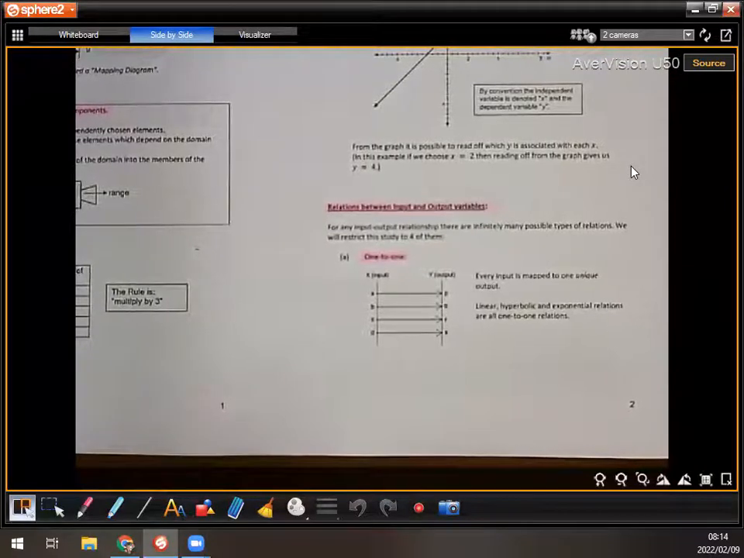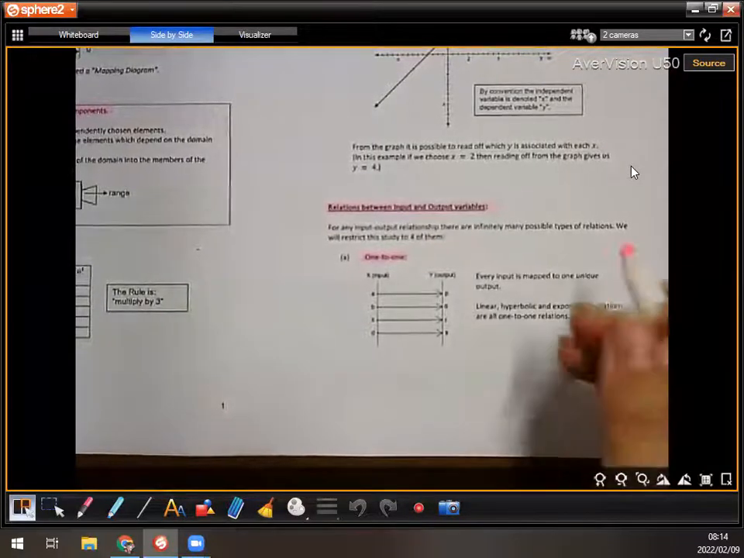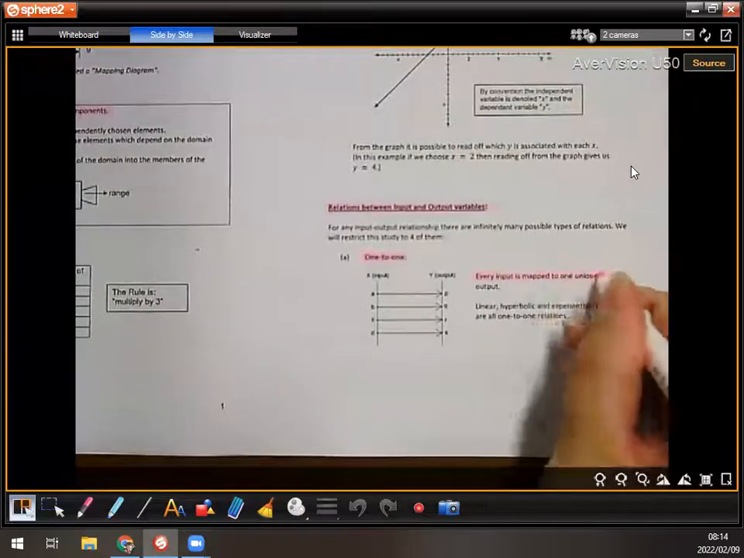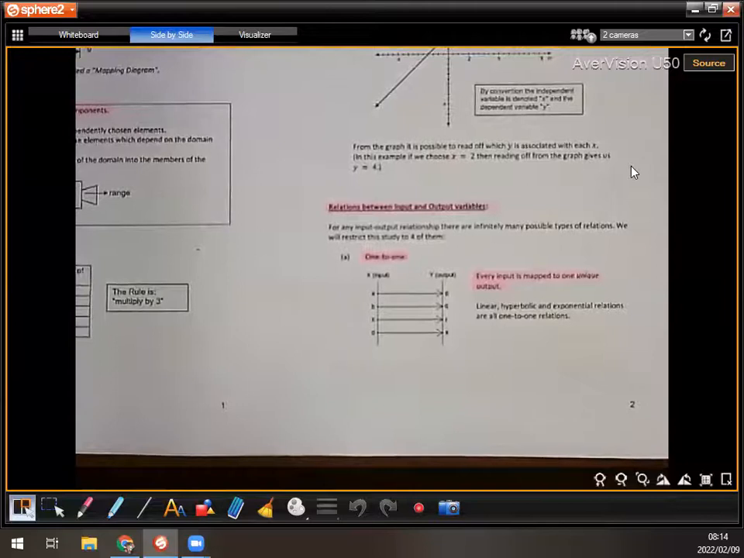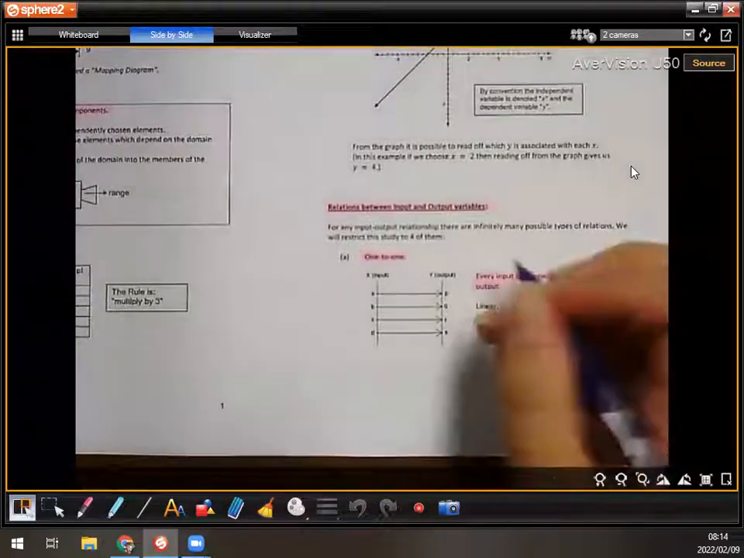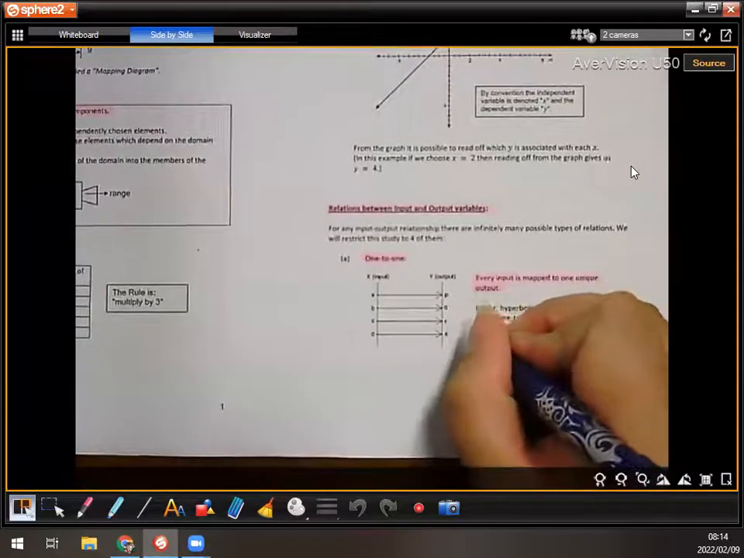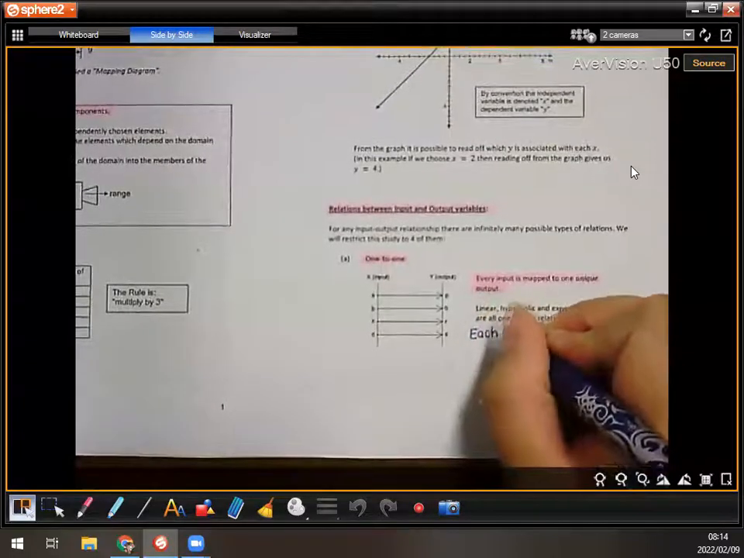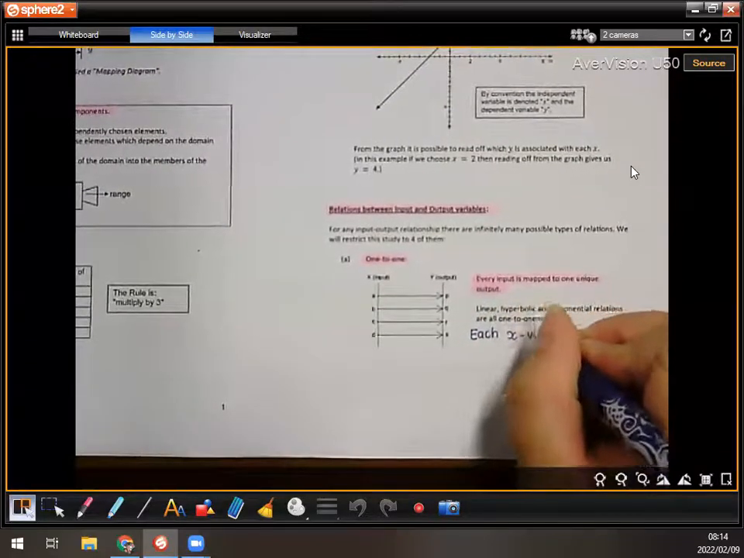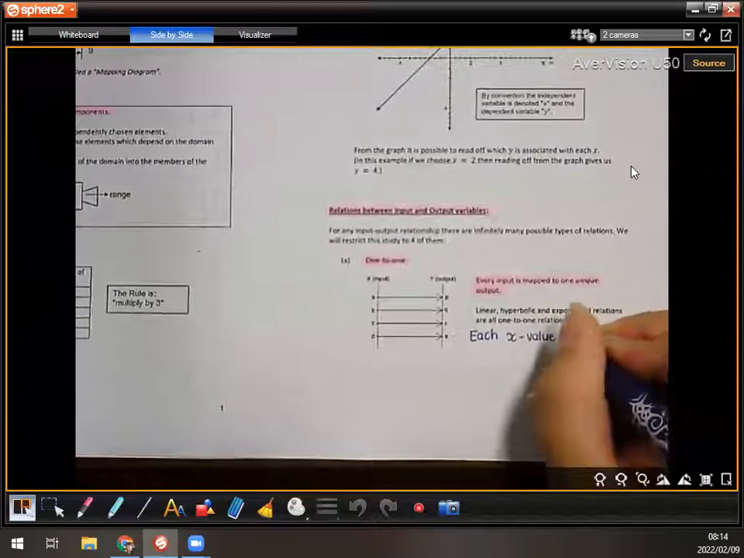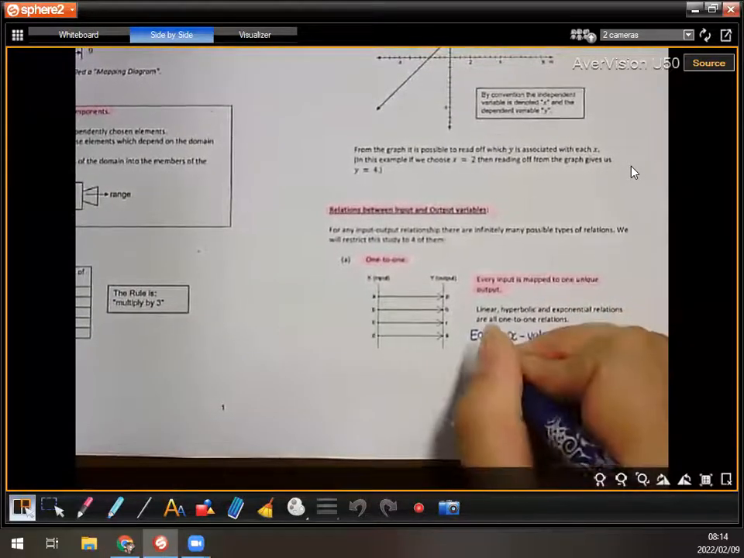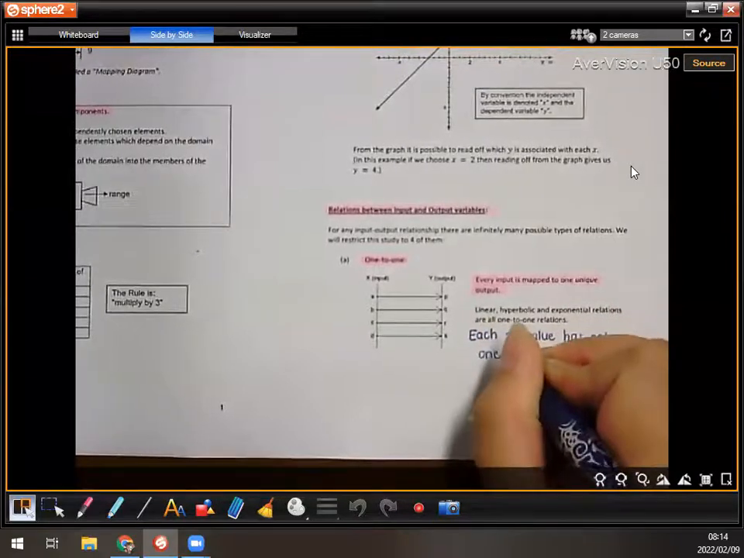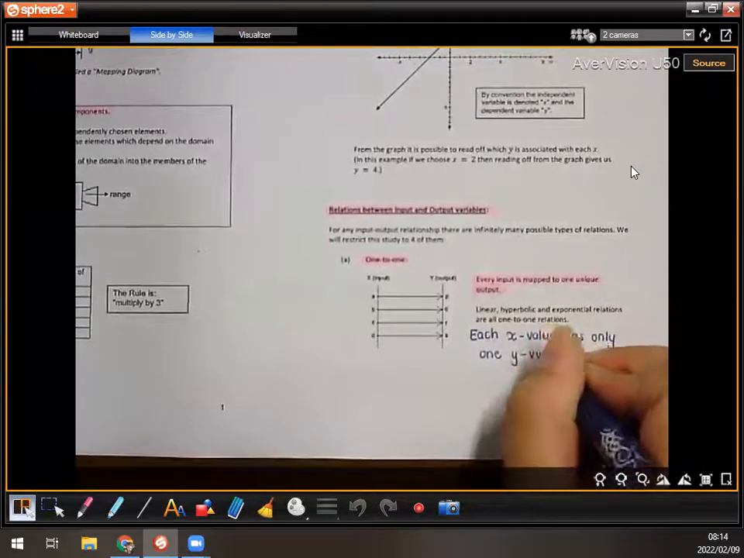Does that make sense? Right, so one-to-one is saying every input is mapped to one unique output. Each x value has only one y value. You can add that there. Each x value has only one y value.